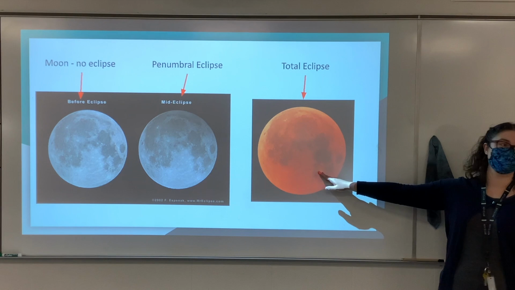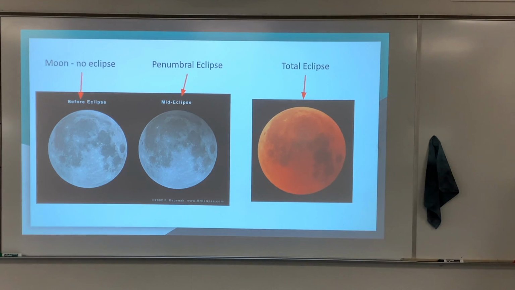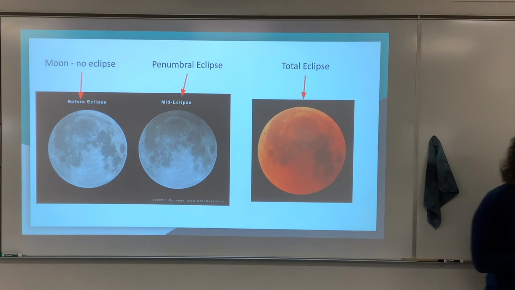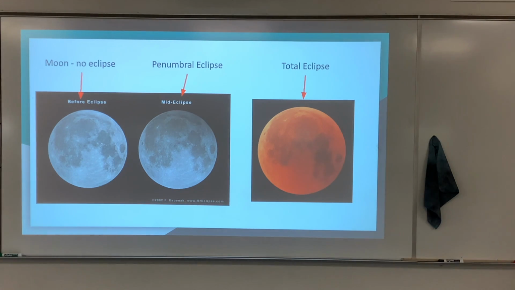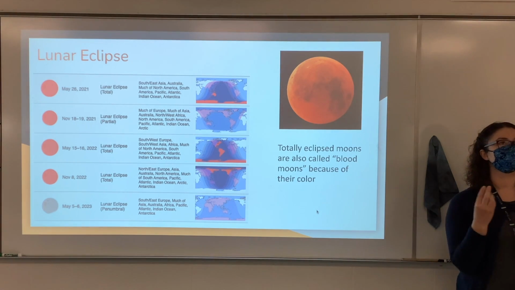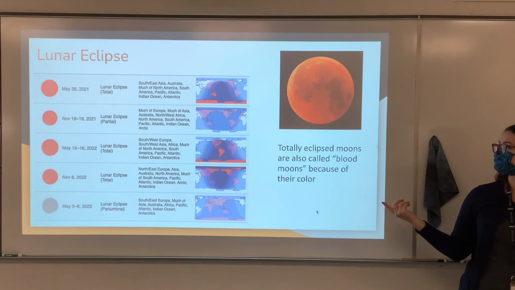Now, a total lunar eclipse is a totally different ball game. It is very beautiful, very noticeable. The moon takes on this blood red or rusty color, and it's absolutely fantastic. In fact, because of that color, full lunar eclipses are often called blood moons too.